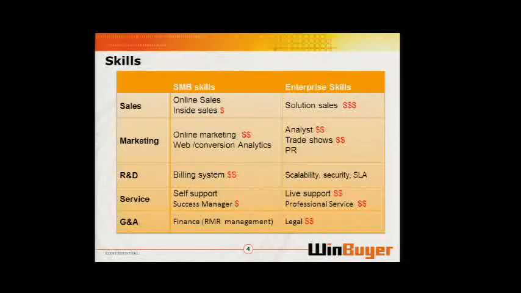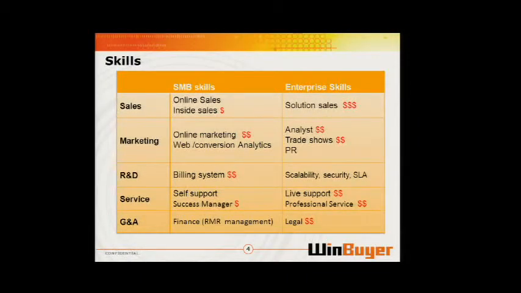Okay, so looking at really the skills that are needed in the enterprise SaaS and the SMB SaaS, what I want to do is just to talk with you about, for each function in a company, what is needed and how is it different when you work with the SMB market and when you work with the enterprise market. And I'm also showing here what is the cost associated usually with these different activities in a company.